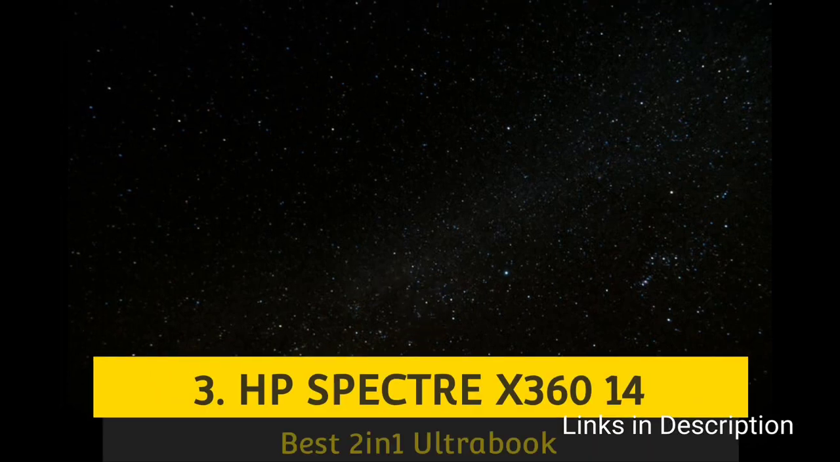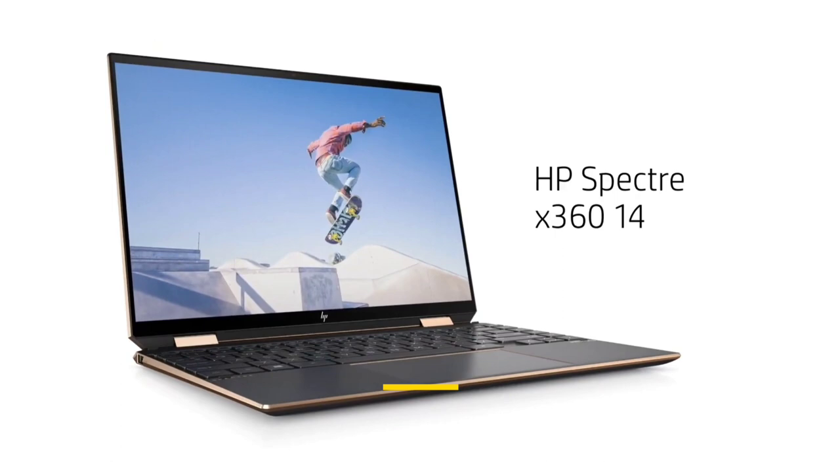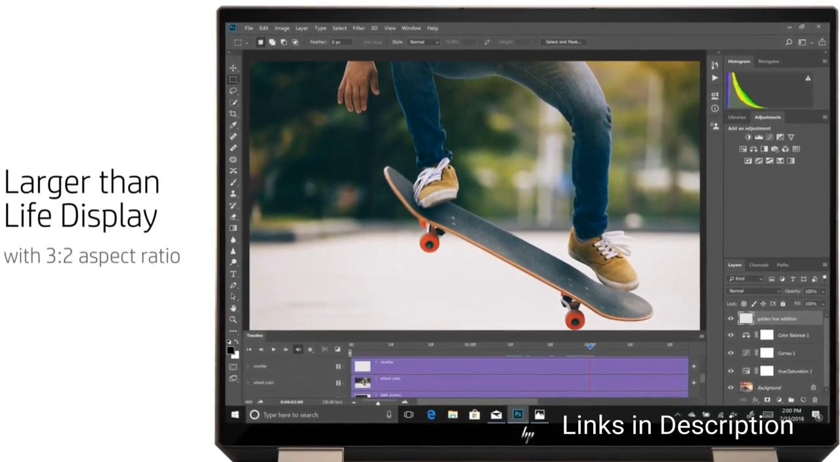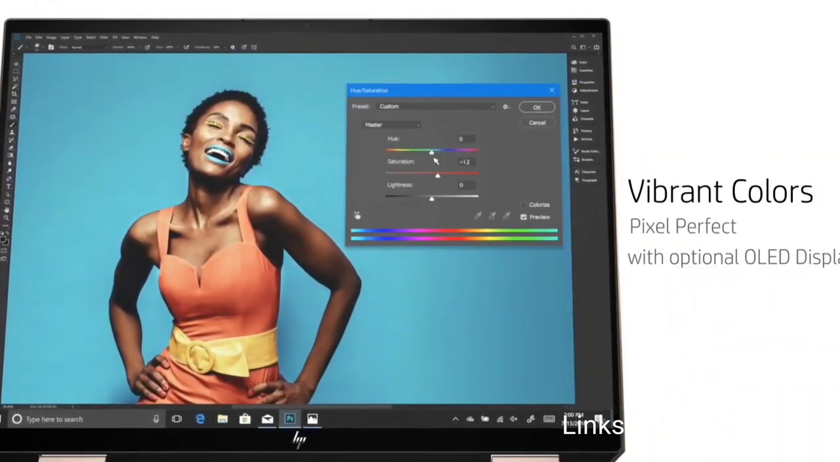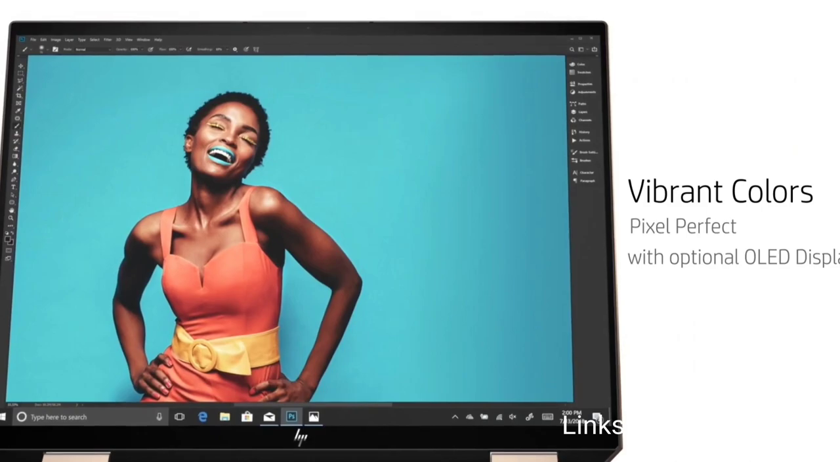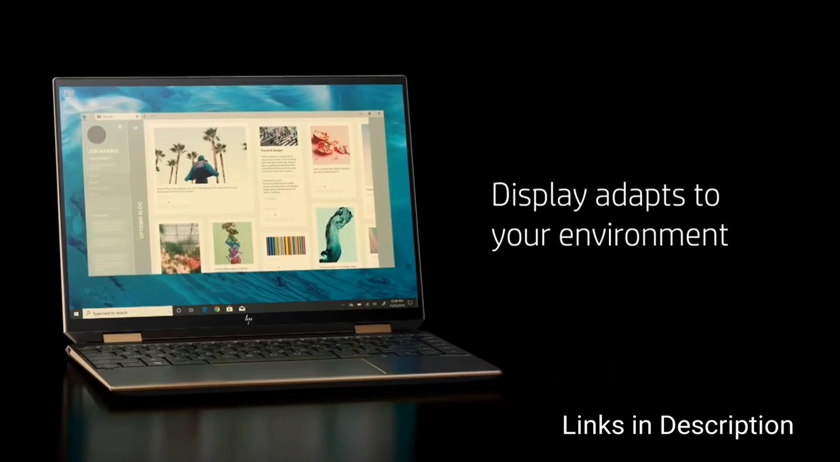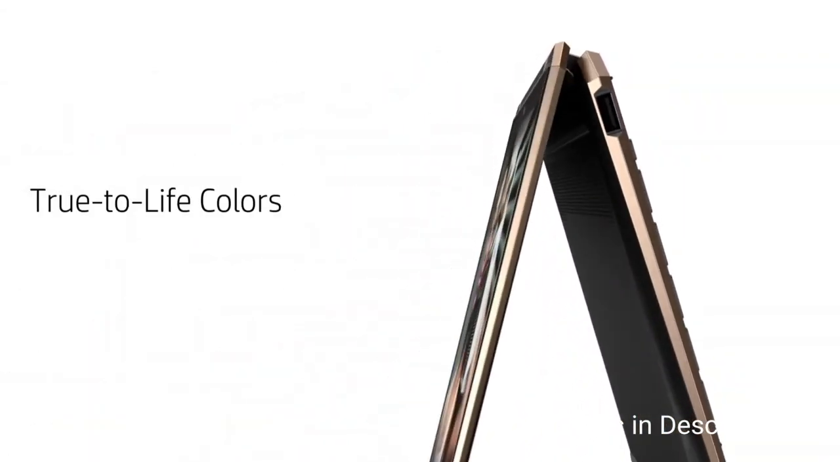HP Spectre x360 14. The HP Spectre x360 14 is a powerhouse of a convertible business laptop featuring top-tier hardware that provides excellent performance for both work and play. Available in three colors, silver, black, and navy blue, and sporting an ultra-thin profile of just 0.67 inches, the HP Spectre x360 brings a touch of sophisticated style that perfectly complements its internal components. Whether your office is wherever you happen to be that day, or you are looking to upgrade your home laptop, you would be hard-pressed to find a better option.